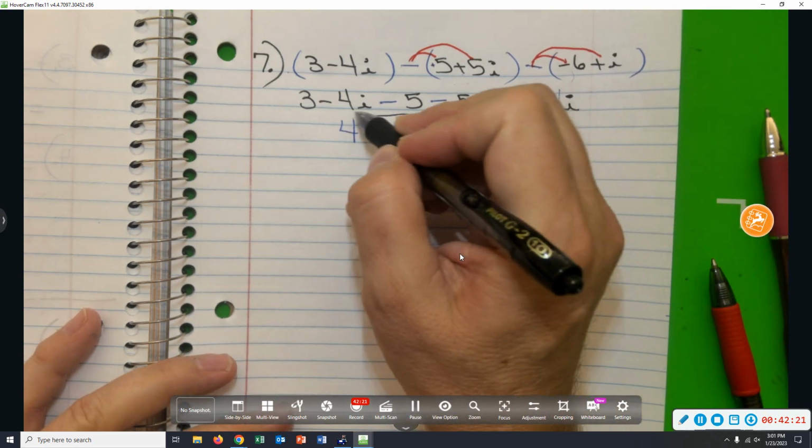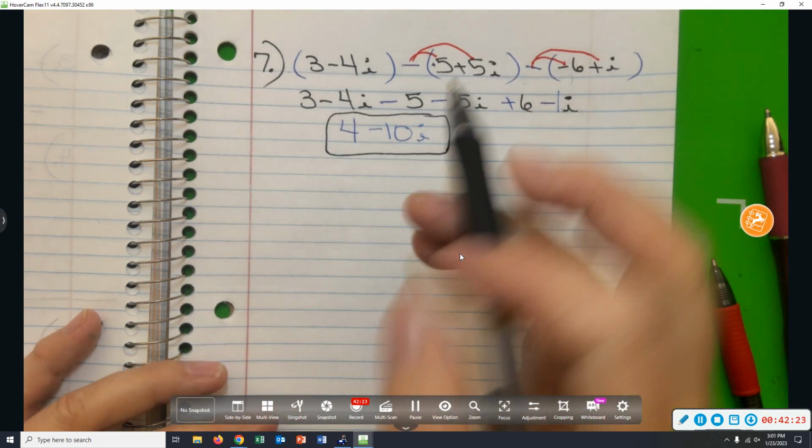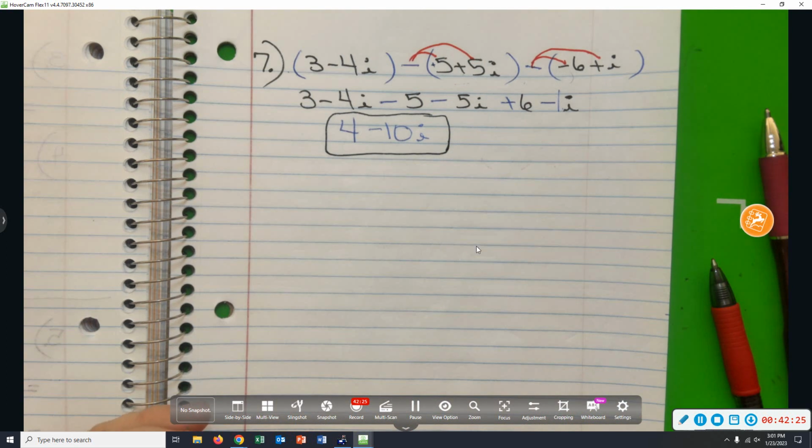Do I subtract the 4 and 10? No. No. Am I beating a dead horse there? I'm not going to mention it again. When you have these two numbers like that, you can't subtract them or add them. Any questions there?